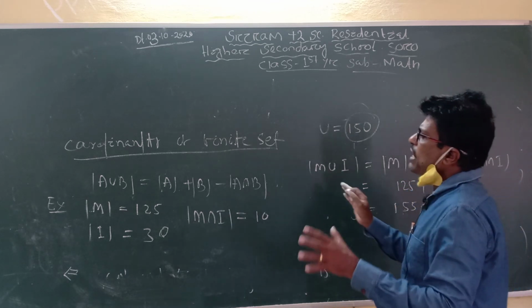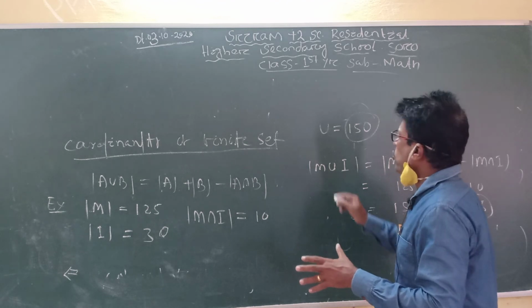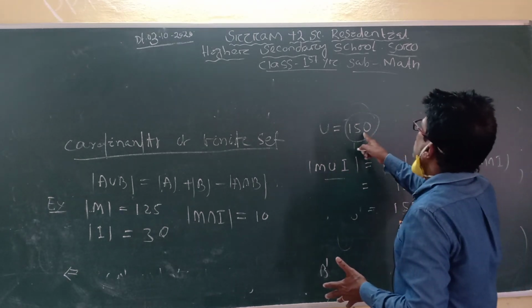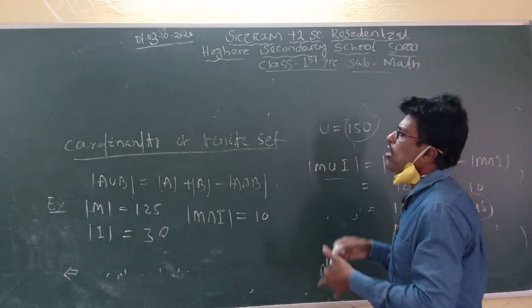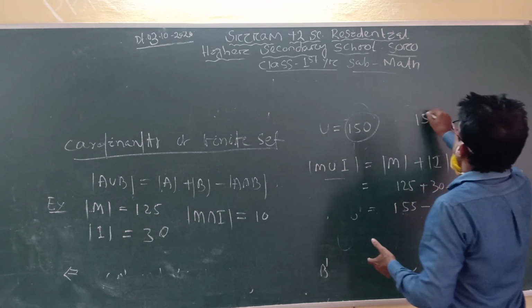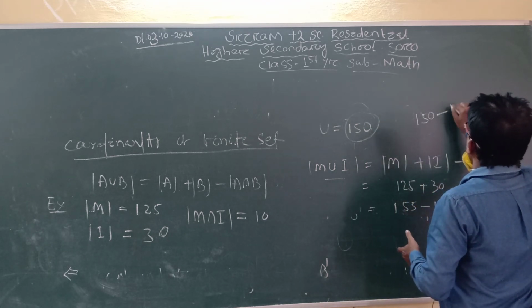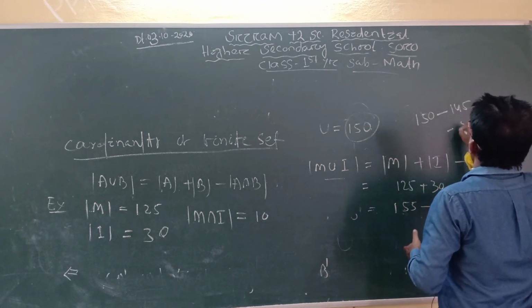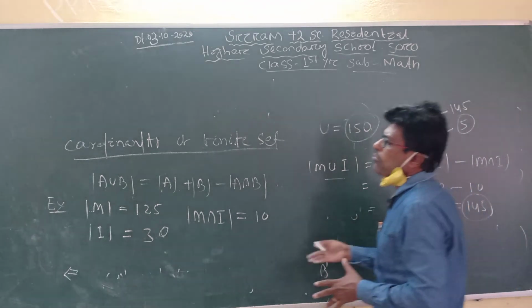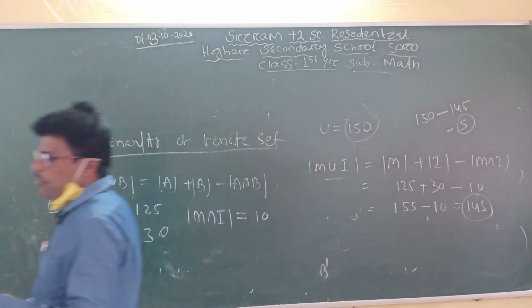So 145 students are taking mathematics or IT. Those not taking either mathematics or IT: the total number of students is 150. So 150 minus 145 is equal to only 5 students not taking either mathematics or IT. That is the formula used to find the cardinality in your problems.